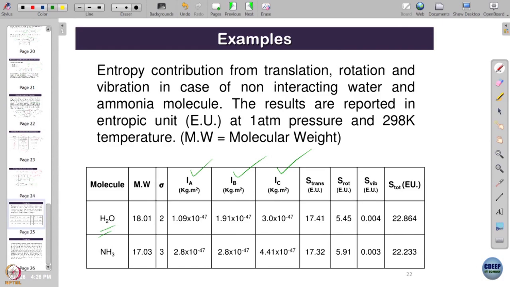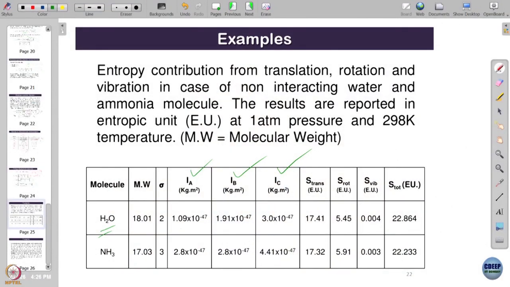And as I tell, no damage is done by doing these beautiful things more than once. Okay, so look at that. Water has this nice thing: two of the moments of inertia are very close to each other, these two, A and B, 1.09 and 1.91, and this one is quite different. Now this is what I was saying: 17.41 is the translational part in the entropy, in units of kB. And this is the rotation, 5.45. But look at vibration, the contribution is negligible. When you add up all these things, you get the entropy of water. Beautiful, very, very nice.